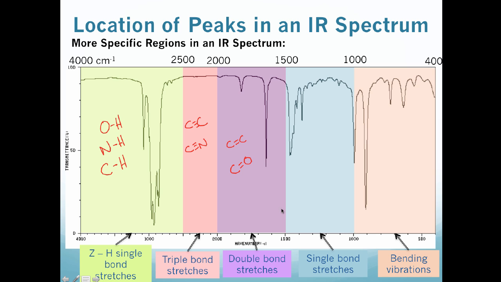Then from 1,000 to 1,500, that's where we're going to see single bond stretches. So that'll be things like carbon-oxygen stretches, for example. And then less than that, again, are those bending vibrations, which we're not going to really focus on.